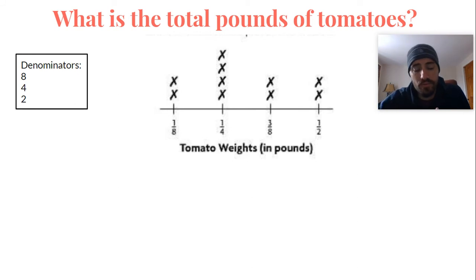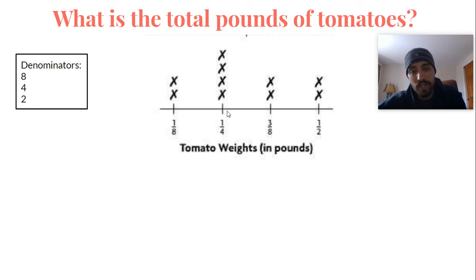Remember, we do that through multiplication. So what can I multiply 8, 4, and 2 all up to? In this case, I would choose a common denominator of 8. Now I need to change all my fractions so that they become eighths. Well, this is 1/8. That's already eighths, so I don't have to do anything with it.